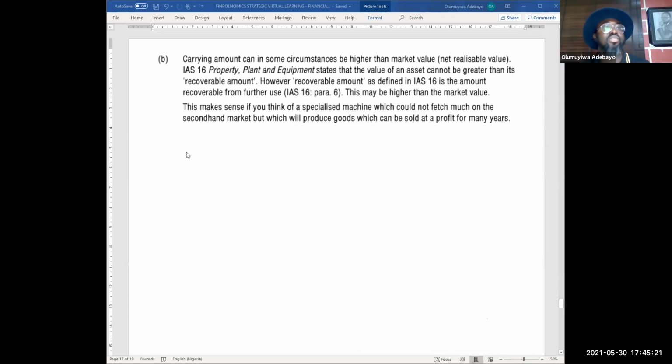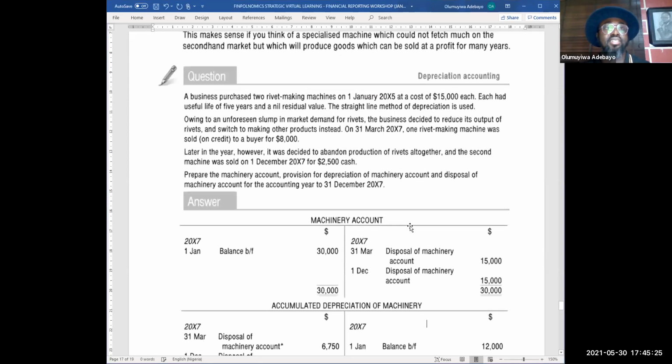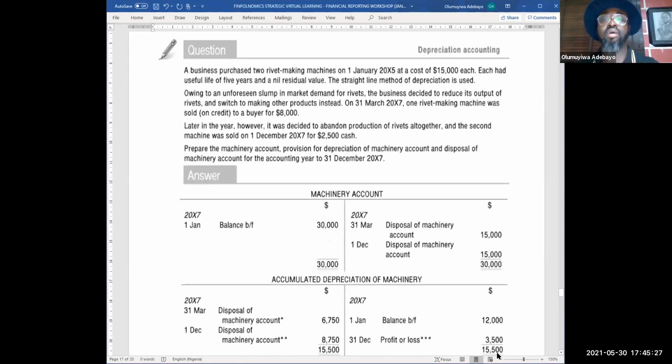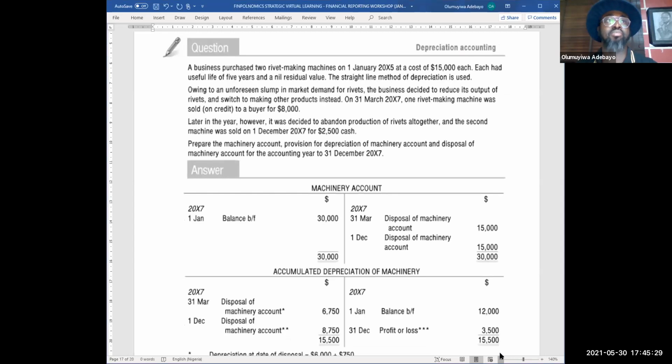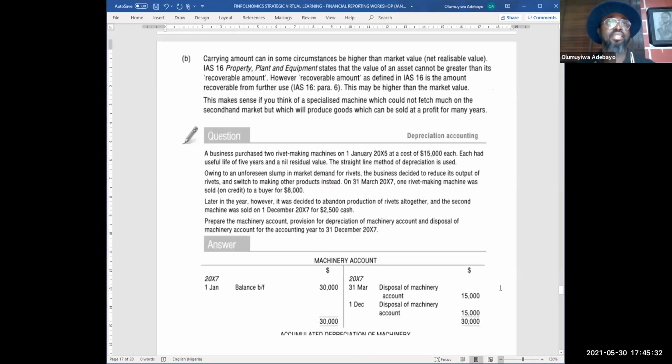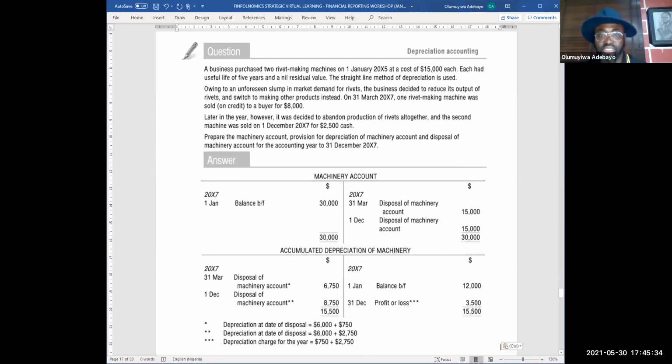Okay, now let's look at a practical question on disposal of an asset. I want you to read this up and I'll explain it to us. Can you read the question on disposal of an asset?